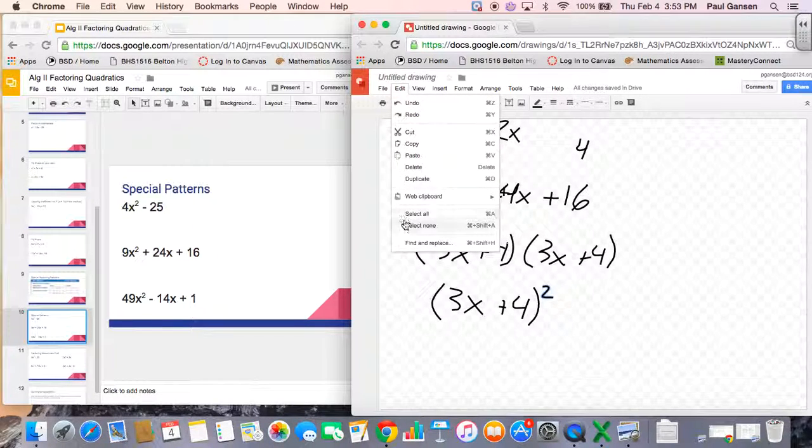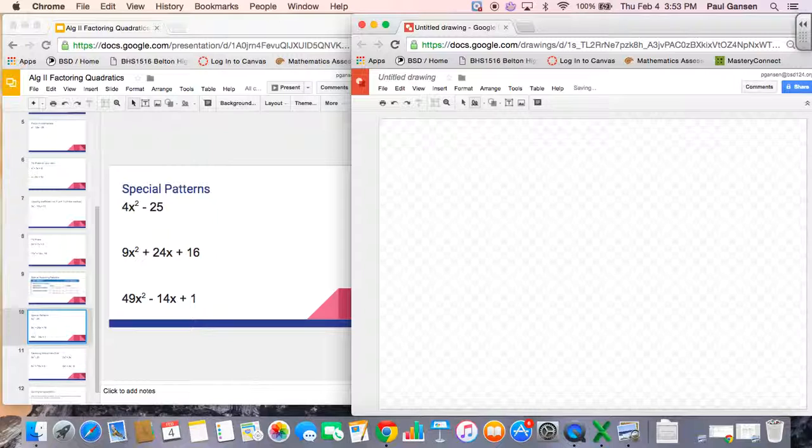Let me get this cleared off so we can see this a little bit better. So we have 49x squared minus 14x plus 1. So we ask ourselves, did we square something to get this 49x squared? Yes, we did. We squared 7x. Did we square something to get 1? 1 squared is 1. Now the test is 7x times 1.